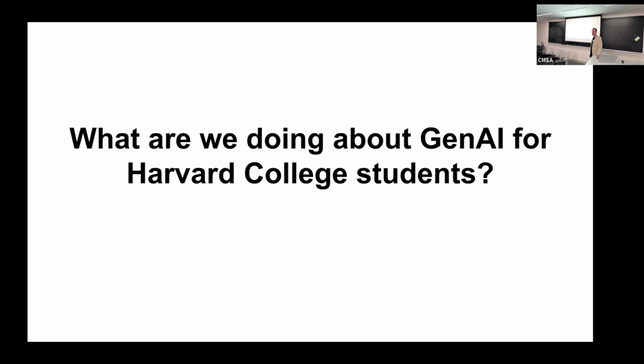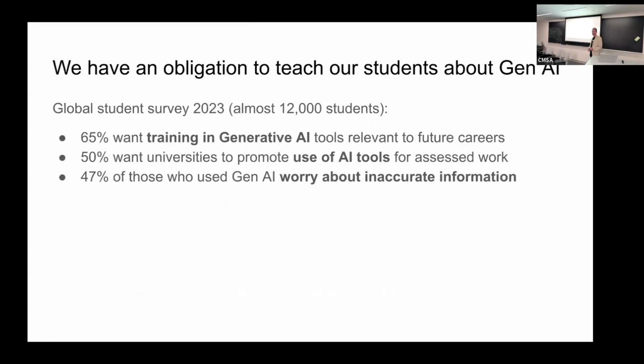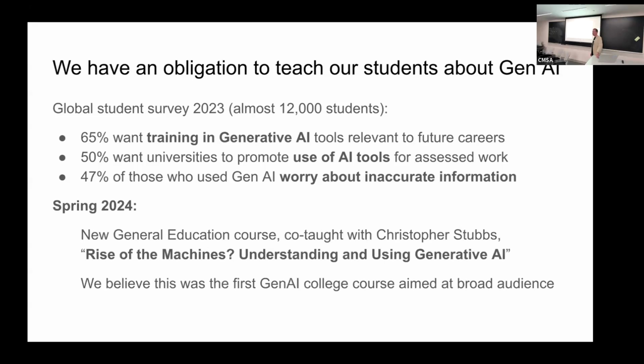So I want to talk a little bit about what we're doing at Harvard in terms of generative AI. And I think I'm going to frame this by saying that we have an obligation to teach our students about this tool. Even a year ago, in a survey of about 12,000 students around the world, the students want to know how to use these tools. They are worried about inaccurate information. And they want to know how we are going to help them use these tools for assessed work.